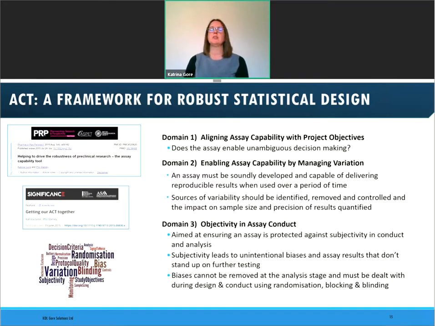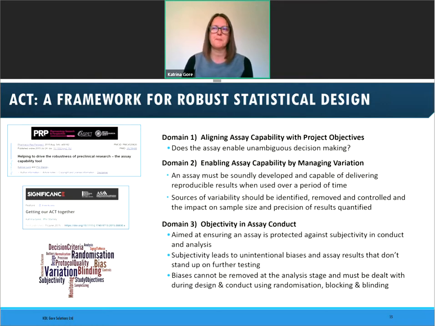So again, focusing in on the data generation process. It's aimed at ensuring that your assay is protected against subjectivity in the conduct and analysis. You know, subjectivity leads to unintentional biases and assay results that do not stand up to further testing. But you can't remove biases at the analysis stage. They must be dealt with during the design and conduct using the statistical control techniques, randomization, blocking and blinding.